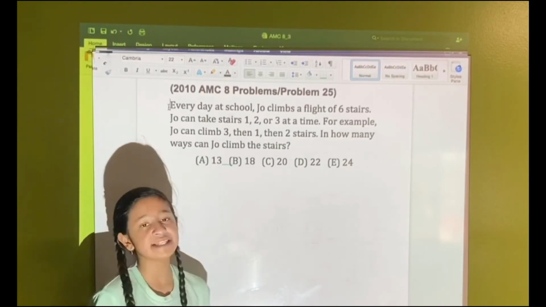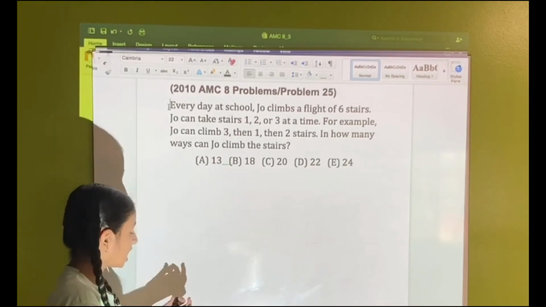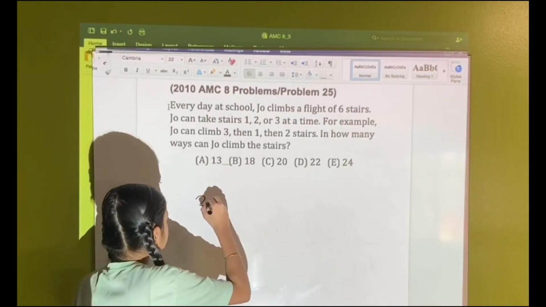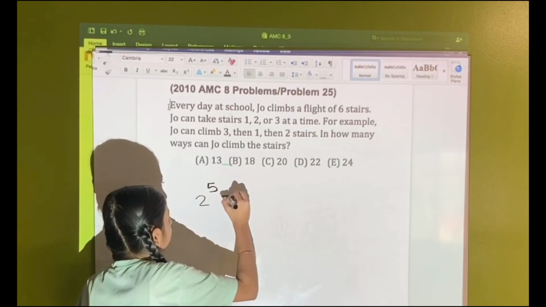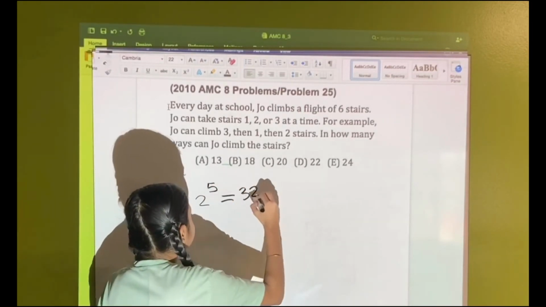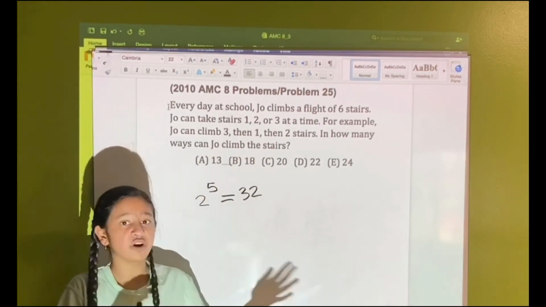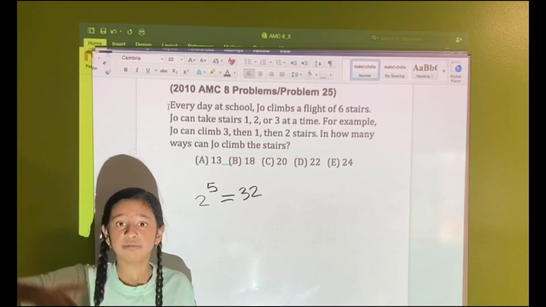So Joe needs to land on that last step. There is 2 to the power of 5, 32 ways to cover those other 5 steps. But this includes not only 1, 2, 3, but includes 4, 5, 6. So we're going to just jump 6.